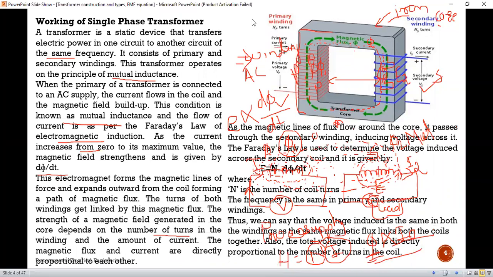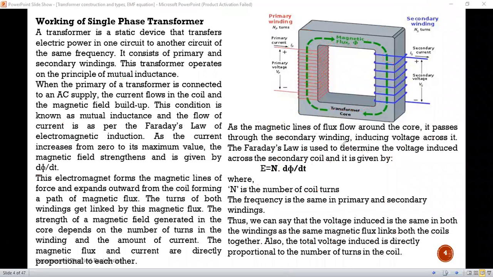Now the magnetic lines of flux flow around this closed circuit, around this core. It passes through the secondary winding. I told you the principle: when the current starts flowing from the primary winding, it sets up some flux phi. This flux travels in the core, and this flux passes through the secondary winding.